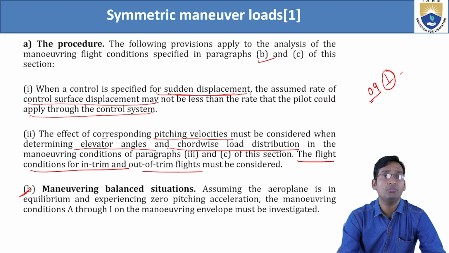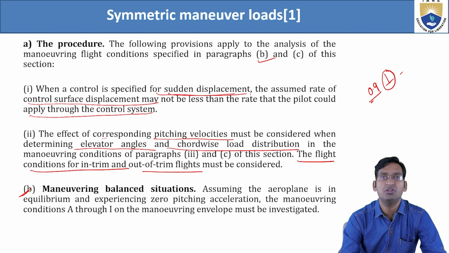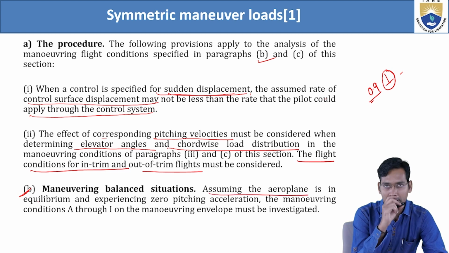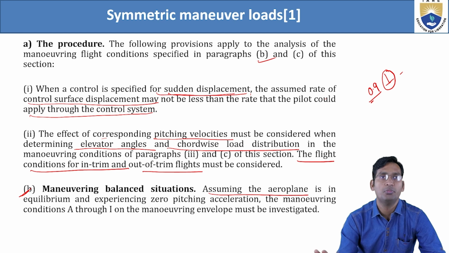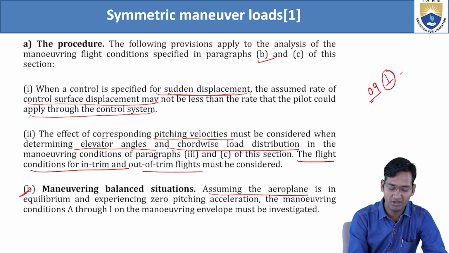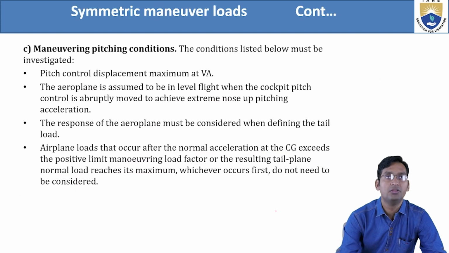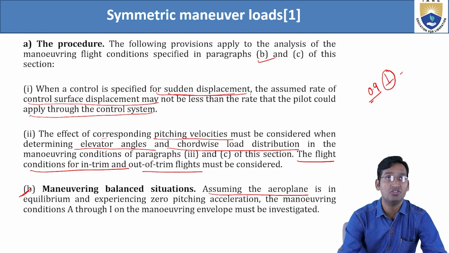So the second one is the maneuvering balanced situation. Okay. So assuming the aeroplane is in equilibrium and experiencing zero pitching acceleration, means that the aeroplane is in what? Equilibrium condition and the pitching acceleration is zero. So there is no pitching acceleration. The maneuvering conditions A through I on the maneuvering envelope must be investigated. A through I, all the parts must be investigated. So this was the maneuvering balanced situation.